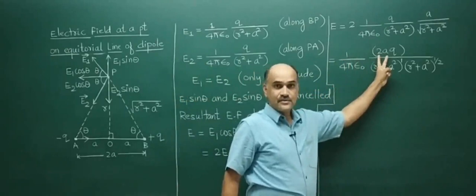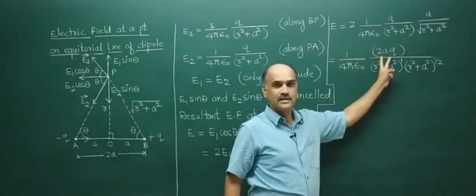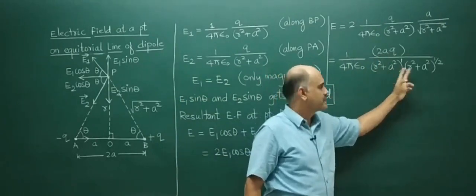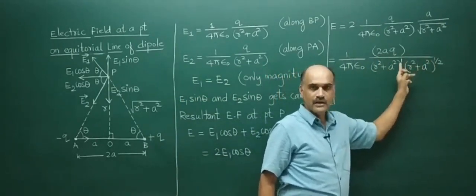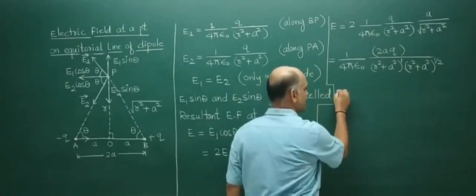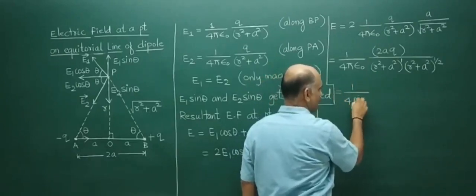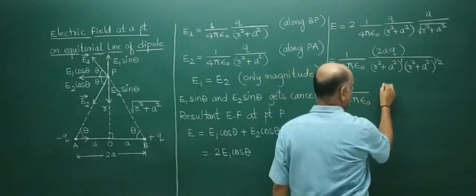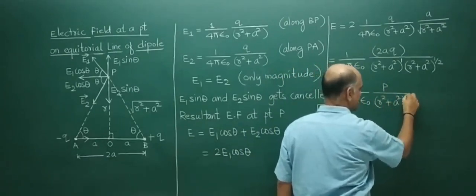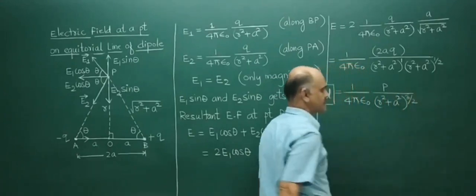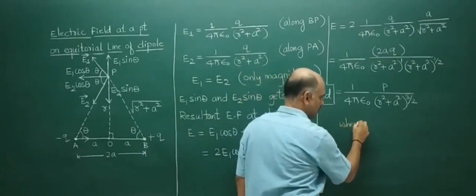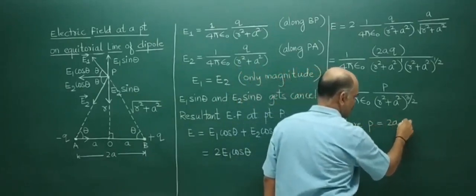Now in the numerator, you know 2a into q is p, very good. Now if you observe the denominator, the base is the same, so I can add the powers. Therefore it will be r square plus a square raised to 3 by 2. So you will have 1 by 4 pi epsilon naught, p divided by r square plus a square raised to 3 by 2, where p is equal to again 2a into q.